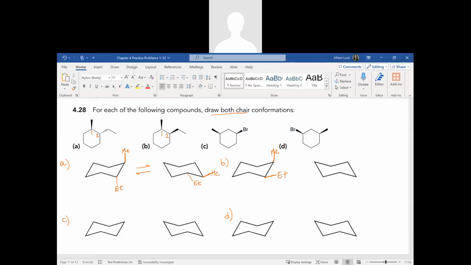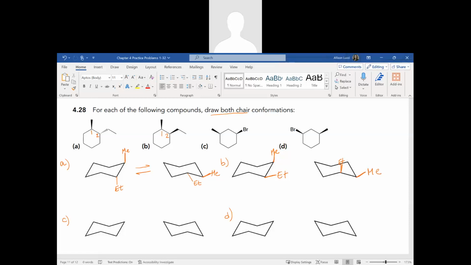So we have both pointing up, methyl and ethyl, one in axial, one in equatorial. And then after our ring flip, we'll see that our ethyl group would then be pointing up in an axial position, like so. And then our methyl group would be pointing up in an equatorial position, like this.